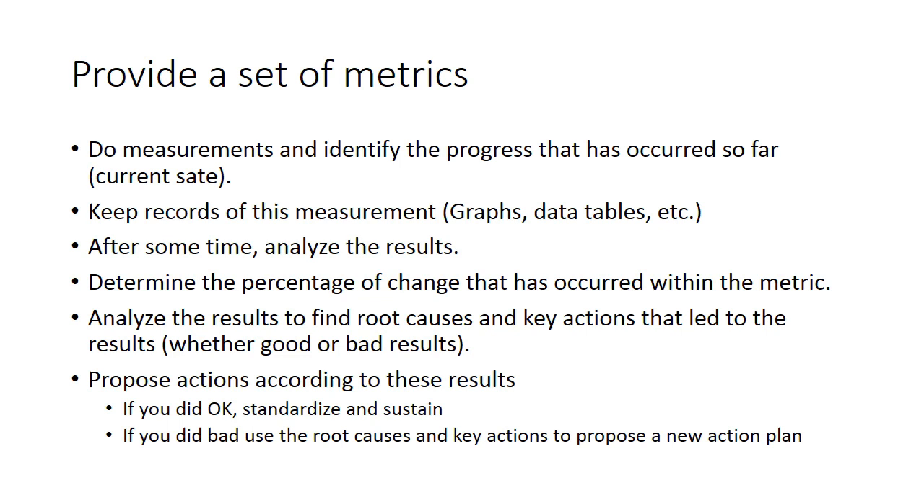After you have determined the current state of the process, you have to make sure to keep measuring it and start making records of the measurement. You could do some graphs, you could save some data tables, you could use a number of different statistical tools in order to keep track of the history of changes of the value of the process indicator.